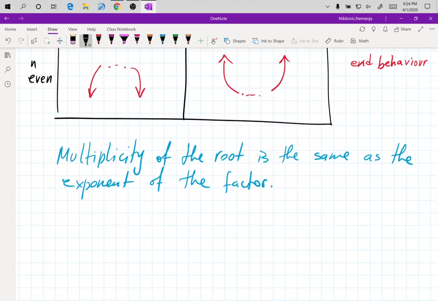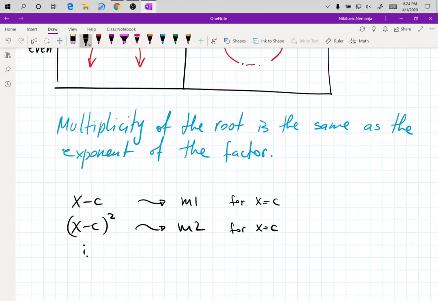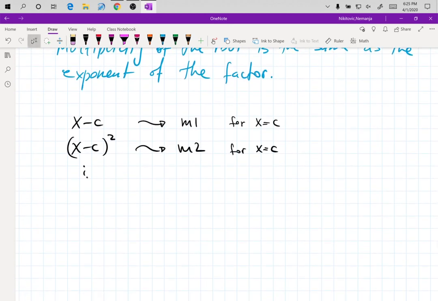So hopefully that makes sense, because you can have a factor x minus c, and for that one multiplicity is 1. If you have x minus c squared, then multiplicity is 2, for the root x equals c, and so on. So the exponent always matches the multiplicity. So we'll do examples. We're just going to pile up the whole chapter 2 first.